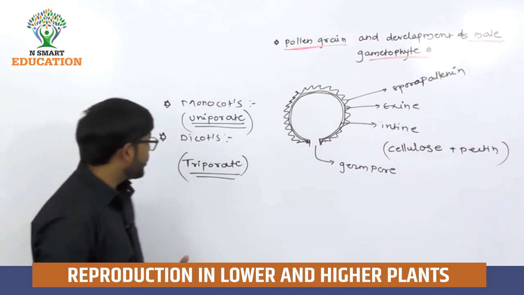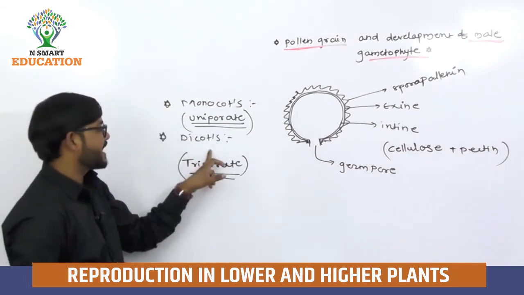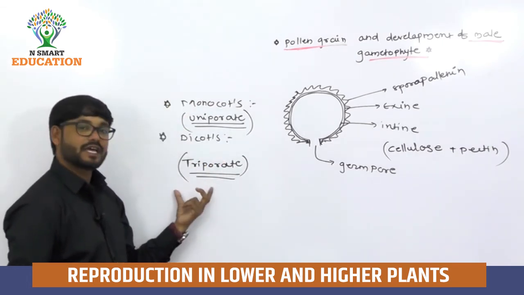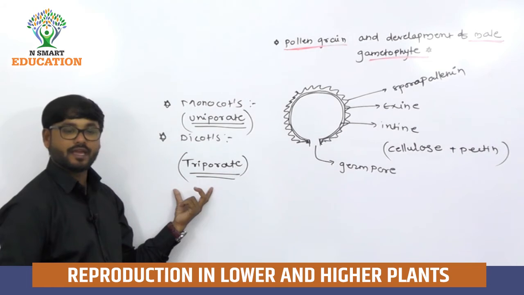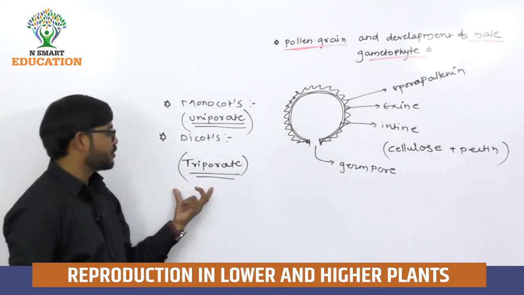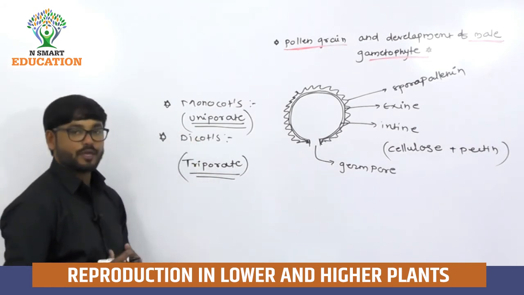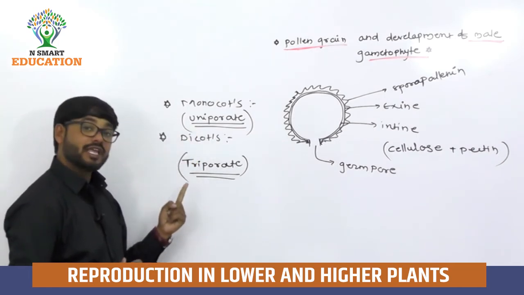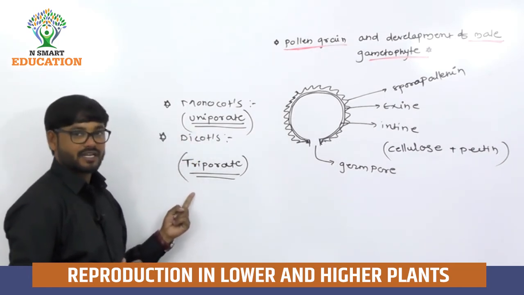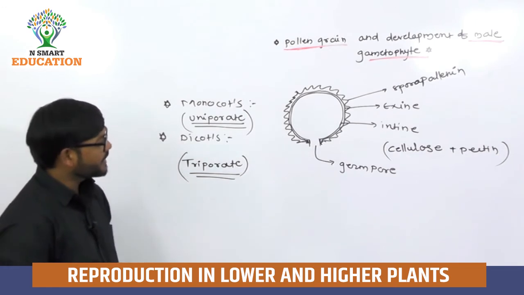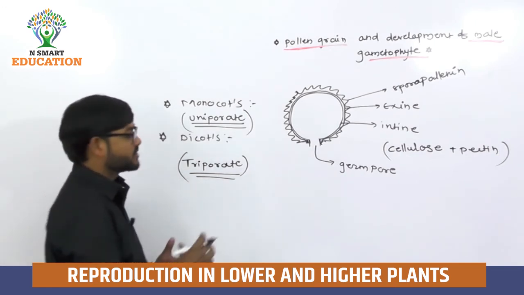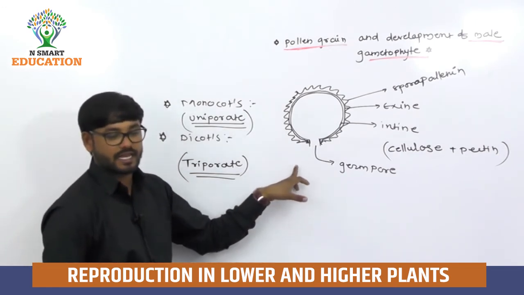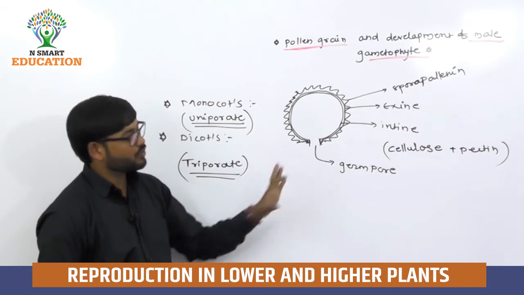ओके, तो दिस इज ऑल अबाउट द पर्टिकुलरली मोनोकॉट्स एंड डाइकॉट्स. डाइकॉट्स में कैसा होता है तो दैट इज अ ट्राइपोरेट. ओके और मोनोकॉट्स में कैसा होता है तो दैट इज अ यूनिपोरेट तो दैट्स मीन्स हियर 1 germ pores are present and here 3 germ pores are present. It is very important. Okay, then particularly this is structure. अपन ने सब कुछ देख लिया, इसको किससे डेवलपमेंट होता है क्या होता है.